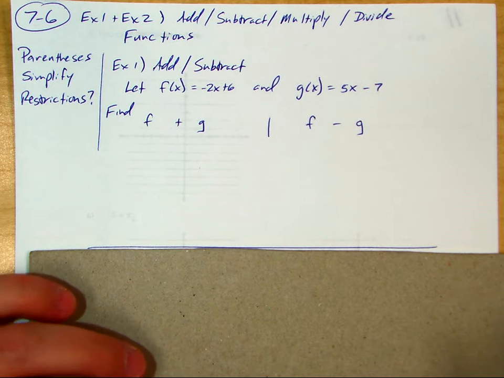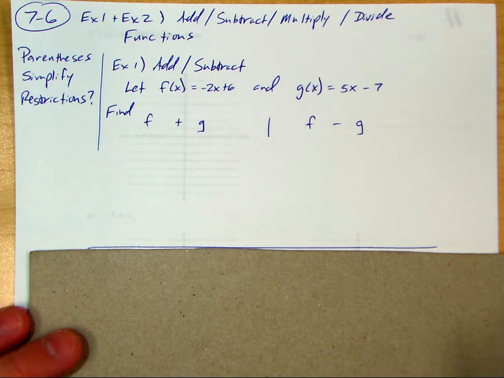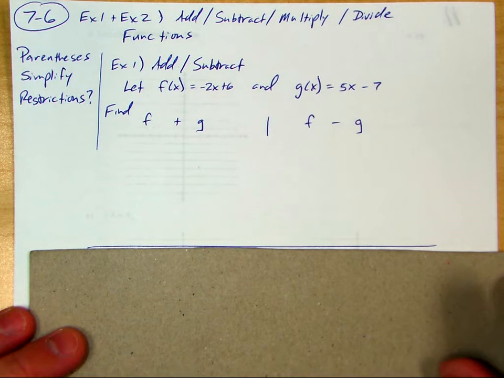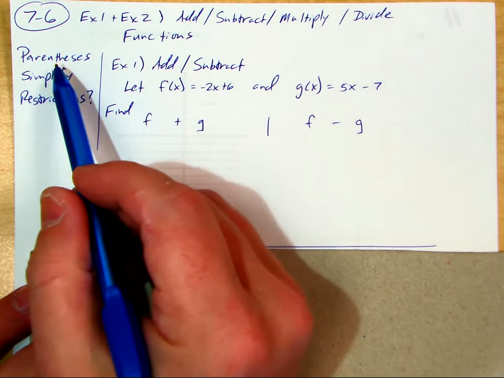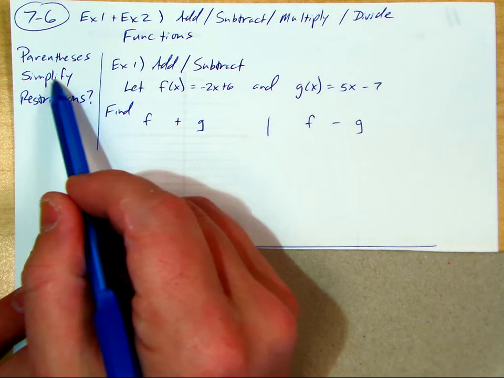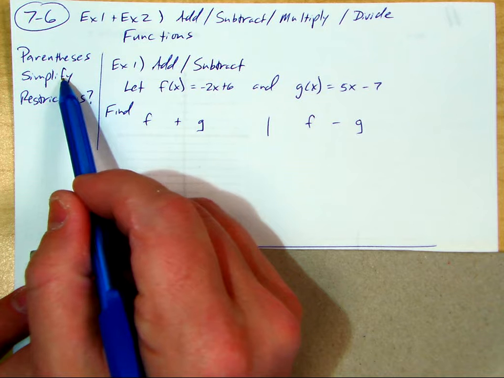Here is 7-6 examples 1 and 2. We're going to put it on one video because they're kind of simple and kind of straightforward. Remember, we need to put the functions in parentheses. Simplify means collect like terms as much as possible.